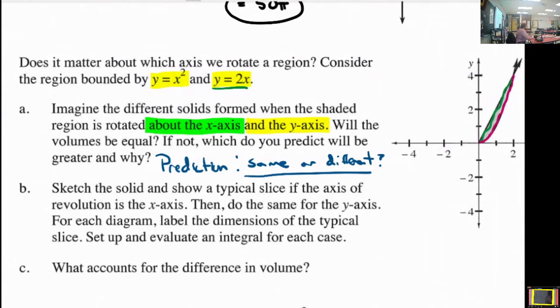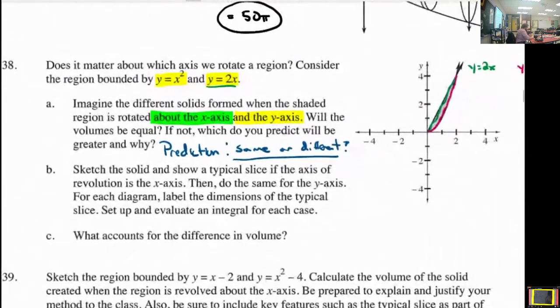Now, I have not done this problem yet. I looked at it and thought about whether I could do this one live. But I think the vertical one was bigger. That seems to be the vibe. It seems the vertical one will just have more stuff moving around. So we'll see. In question B, we're actually going to do the work here. We're going to sketch the solid and show a typical slice if the axis of revolution is the x-axis, and we're going to do the same for the y-axis. Then for each diagram, label the dimensions of a typical slice, set up and evaluate the integral.